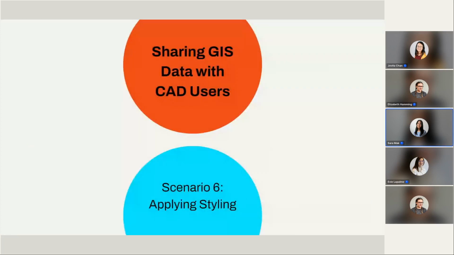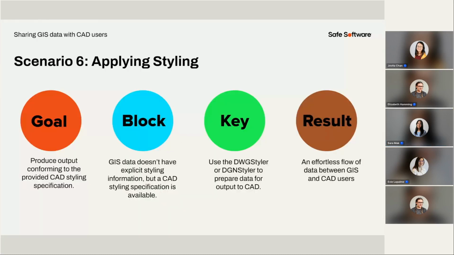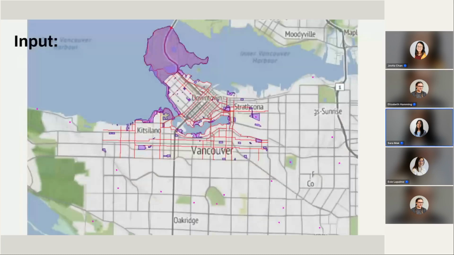And speaking of the importance of styling, our sixth scenario is going to cover that. In this scenario, we are taking point, line, and polygon data that was meant for GIS, and we are outputting it to CAD. Our challenge here is with the styling specifications that are expected of the CAD file, but luckily we have some styler transformers that will help us with this. So let's take a look at what we're working with. This is the GIS data that we need to transform. We've got the purple park polygons, bike paths, which are represented by the red lines, and dog parks that are represented by the pink points.